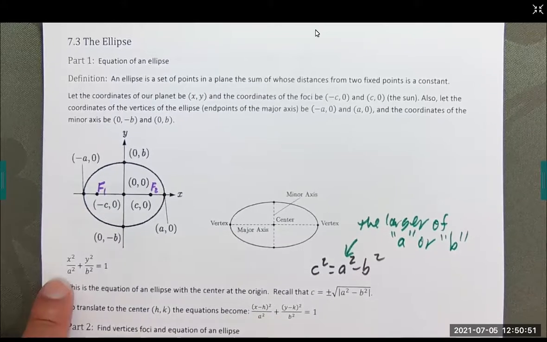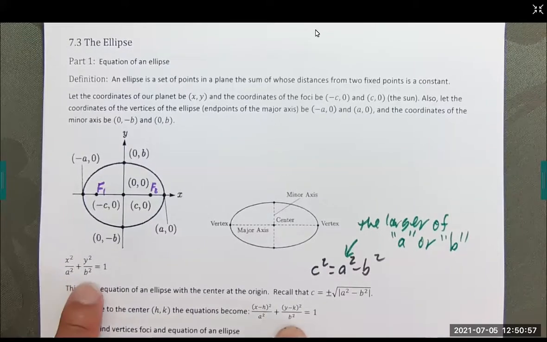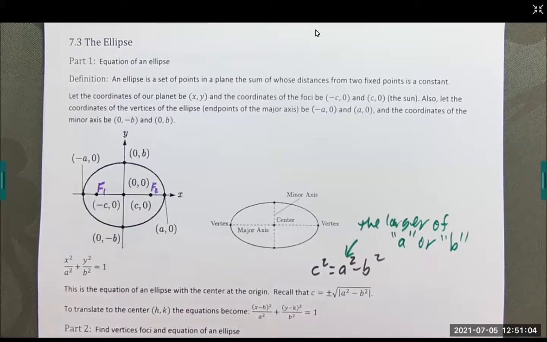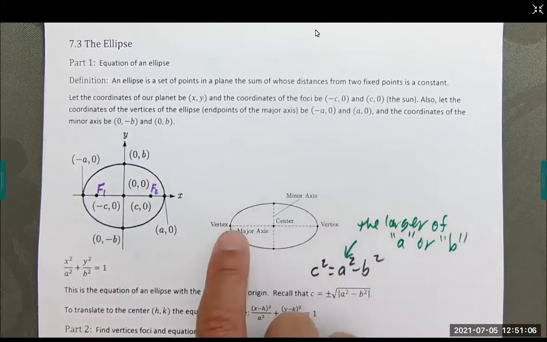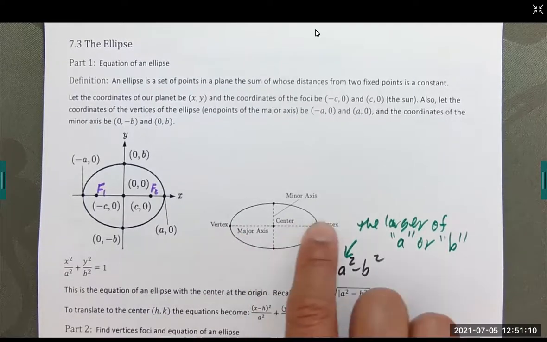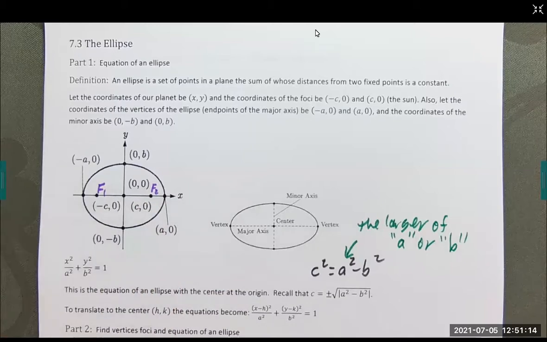Now, a, that's underneath the x portion, that's how far from the center you go in the x direction, and the b is how far you go from the center in the y direction. By the way, the longer of the two axes is called the major axis, and the foci are always on the major axis. So that takes us to here.